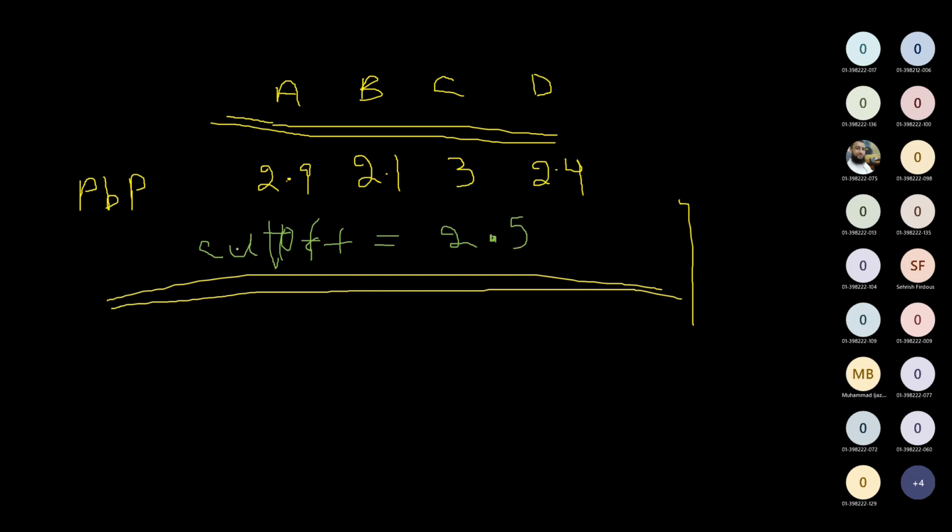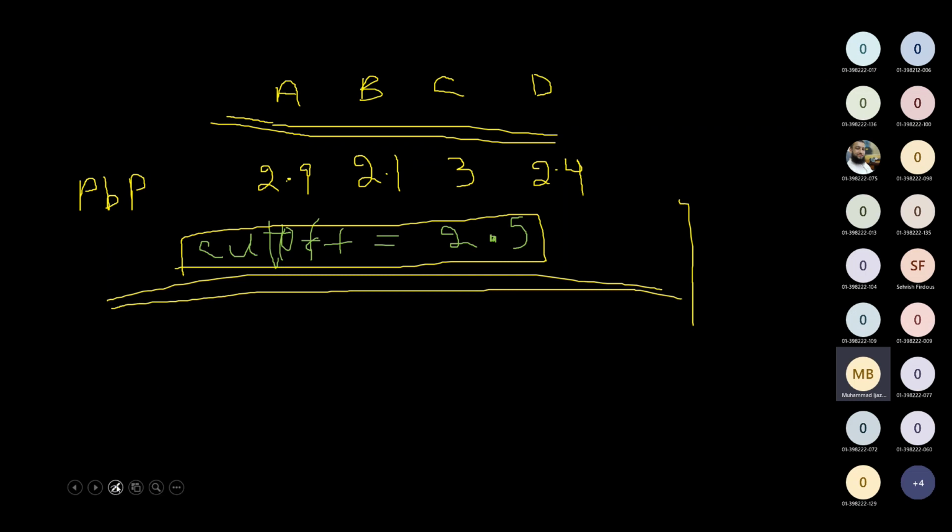Is it clear? Yes, sir. Now, in this case, which project would you select? Obviously, 2.1 and 2.4. Right. Now, but first I need to establish one thing. Are these mutually exclusive projects or are they independent projects?